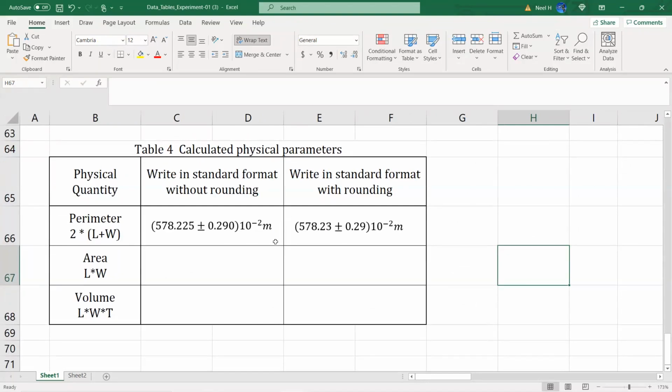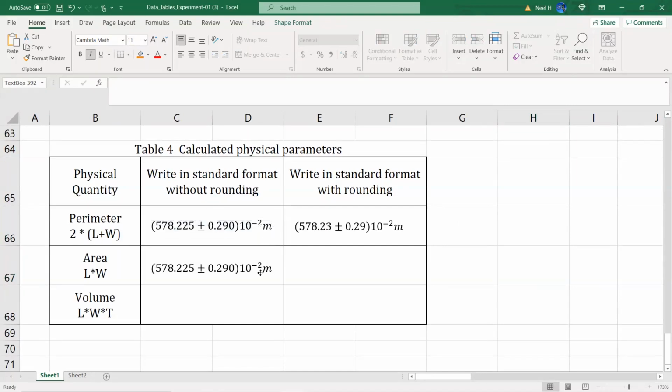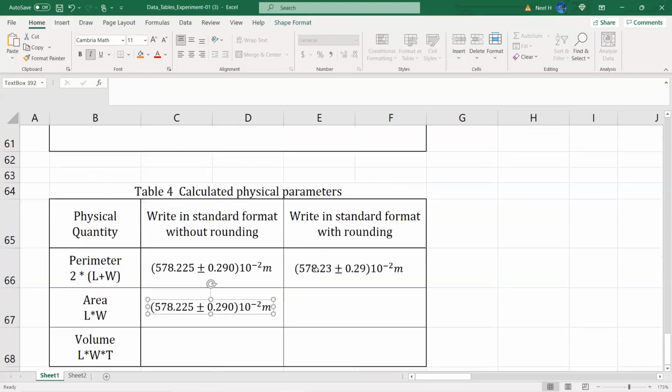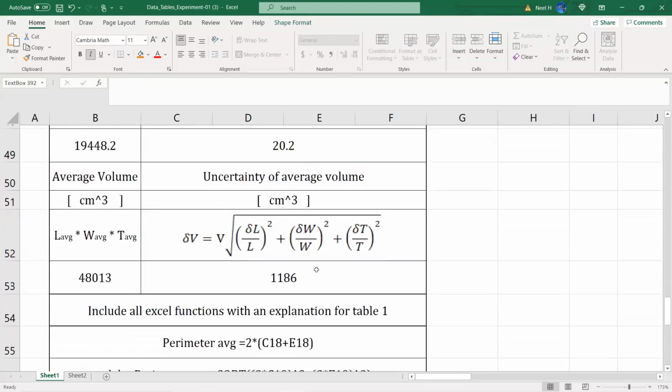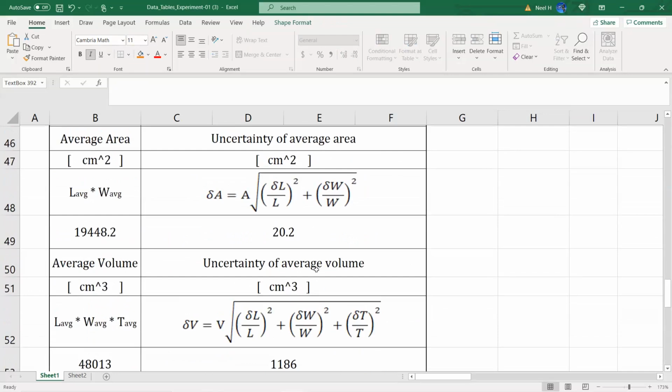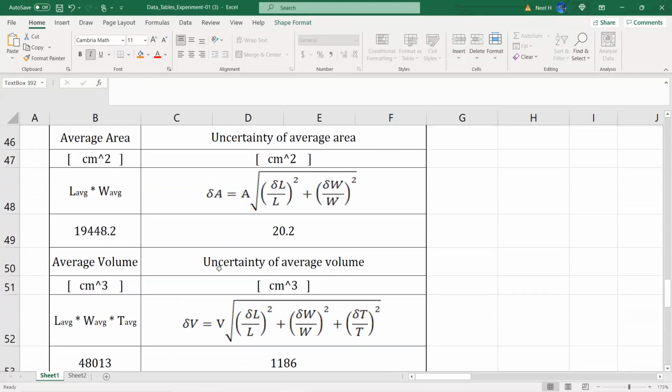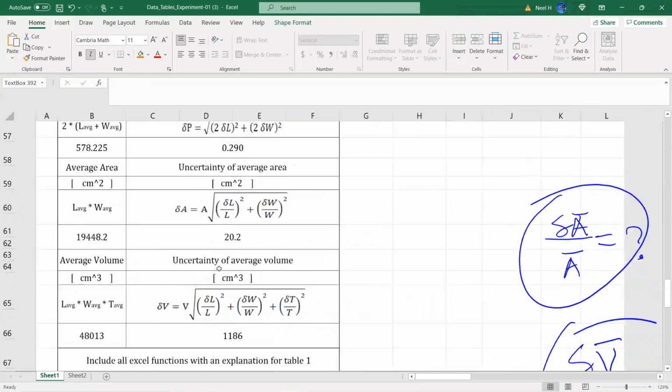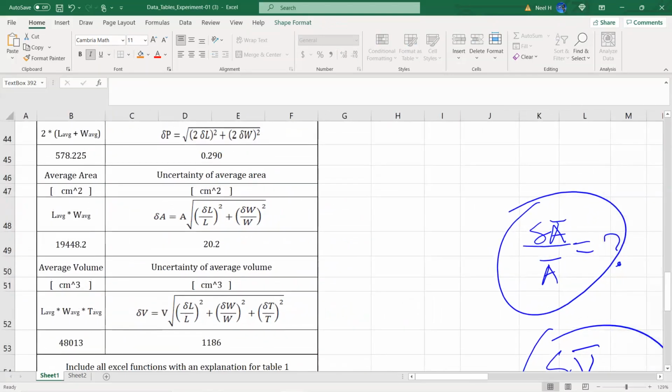All right, then let's do the area. I'm going to make a copy of this and then edit that. So the area is in square meters, okay? What's the number I got? 19.448.2. Let's take a look. How should I write that first? 19.448.2 plus or minus 20.2, in parentheses.